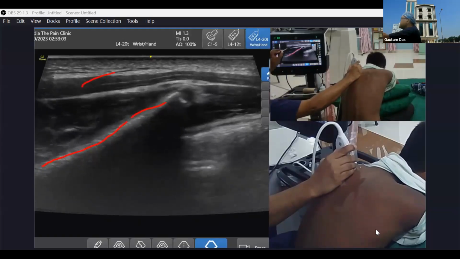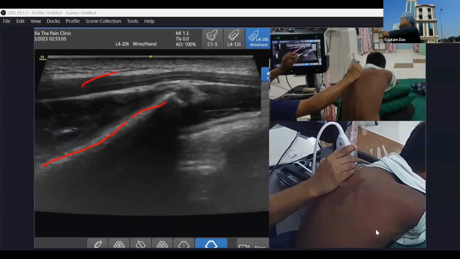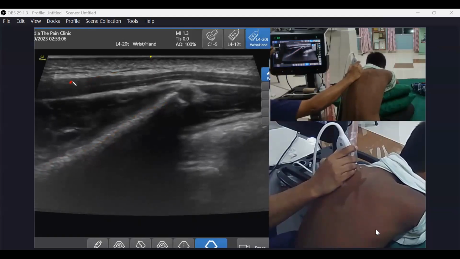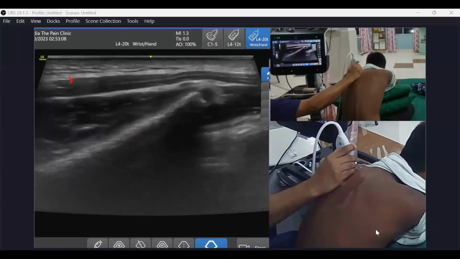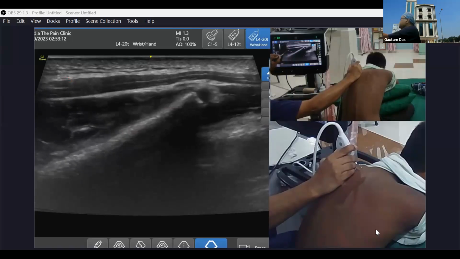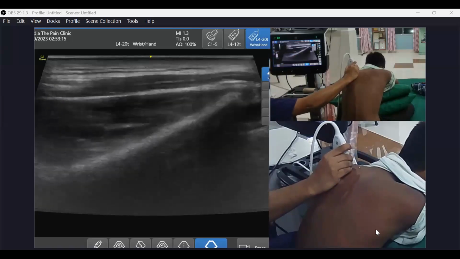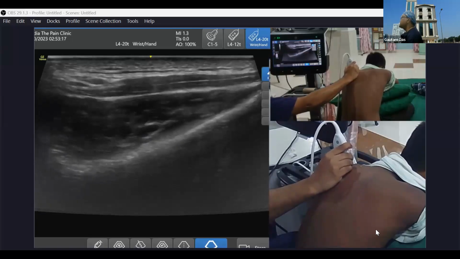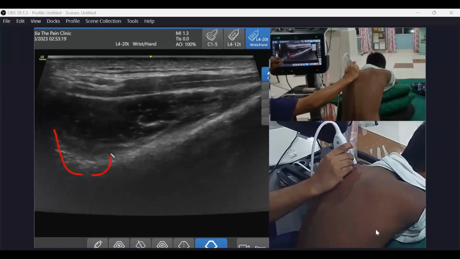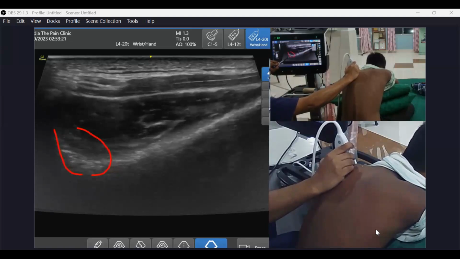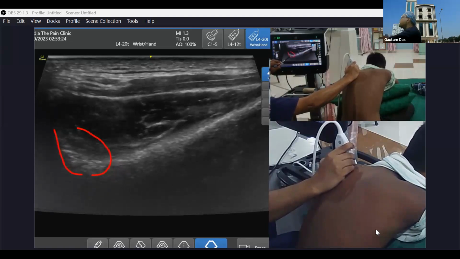This muscle is your... What is this muscle? This one? Trapezius. Very good. And below that, what is this muscle? Supraspinatus. Now it is coming more medially, more laterally. So there is a notch here. Some pulsation here, and you can do the block here, at this suprascapular notch. Can you see the pulsation here? Black dot and pulsation.